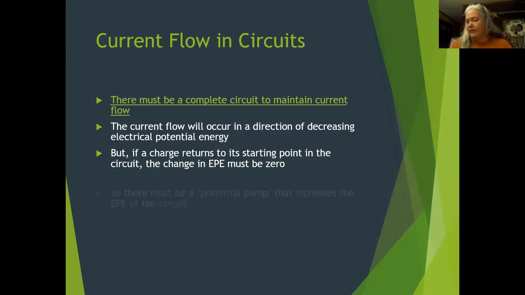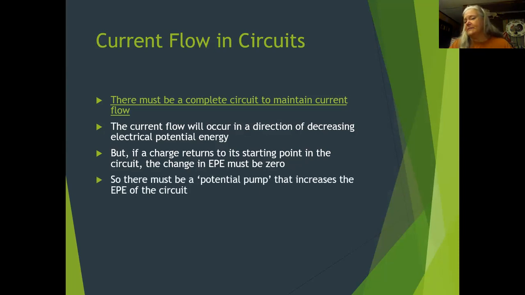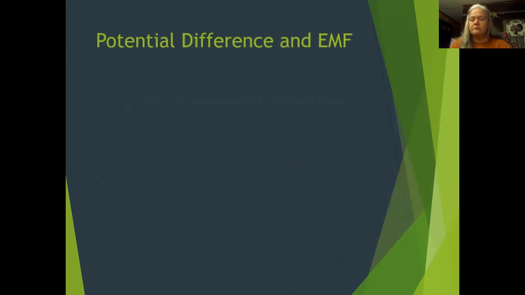And that's the job of a battery. So the battery is the potential pump, which increases the electrical potential energy. So when we let things go, they flow naturally downhill, but now I need to have something that'll push them back up the hill so that we can recirculate them.